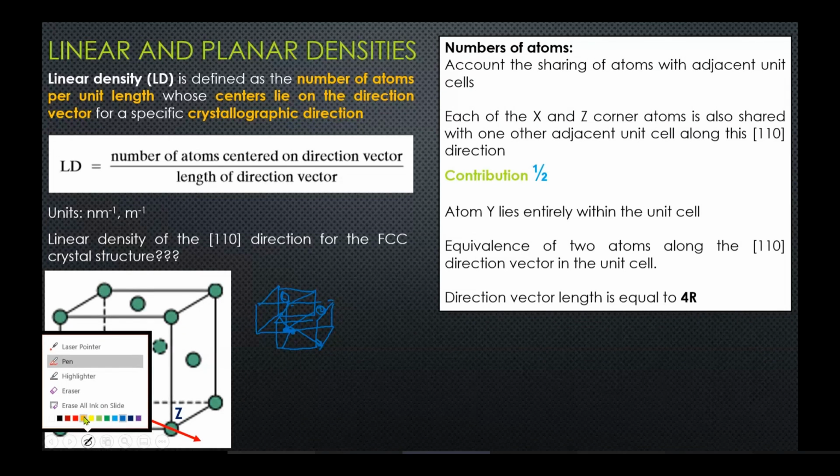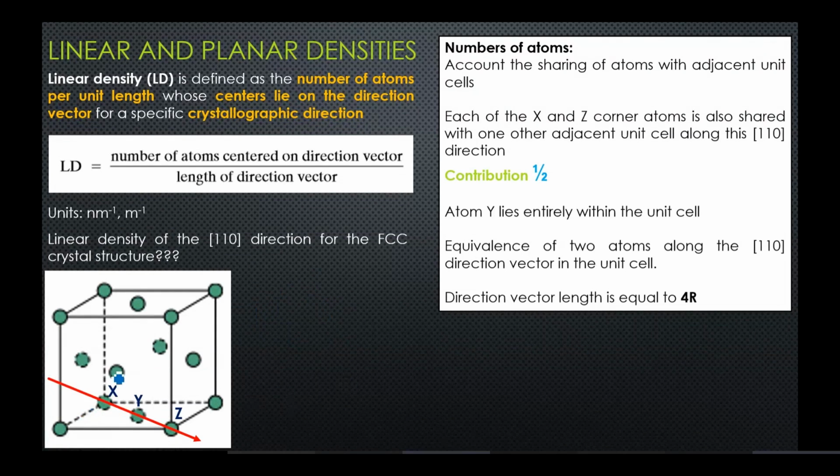Okay, sir. All right. Similarly, the X atom would be shared by this unit cell and another one over here in this direction which is adjacent to it. So the contribution of X and Z atoms would be half, and the atoms Y would entirely lie within this unit cell along this red direction. So an equivalent of two atoms would lie along the 110 direction vector in this unit cell.